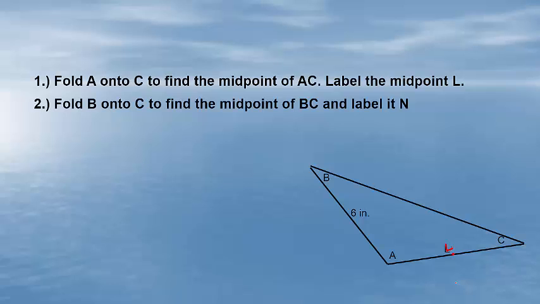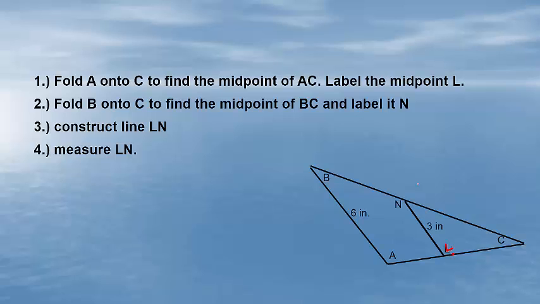Repeat the same thing with B and C. So you're finding the midpoint of the side BC. Fold corner B onto corner C, and label that midpoint N. Go ahead and connect points L and N together, just like I did. And then I want you to measure L to N. My L to N would be 3 inches, and then you're supposed to make an observation.